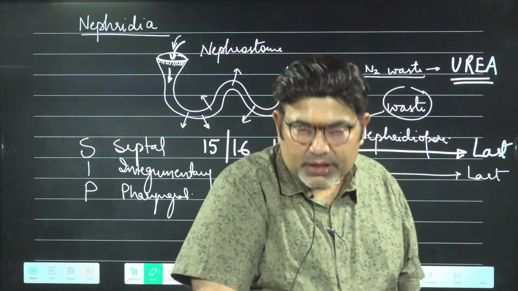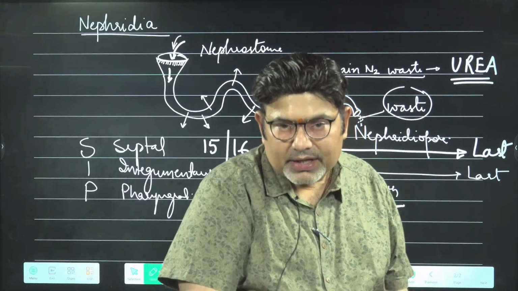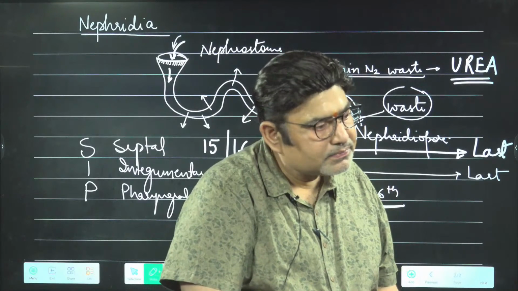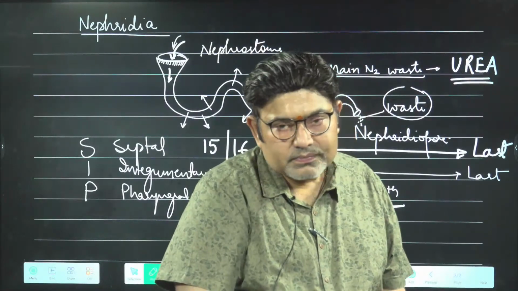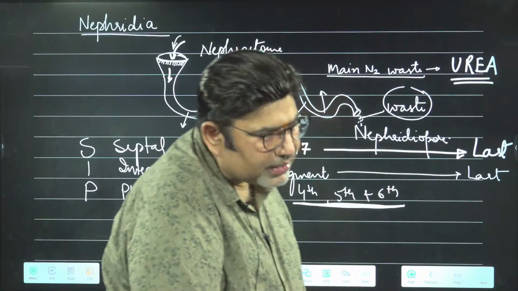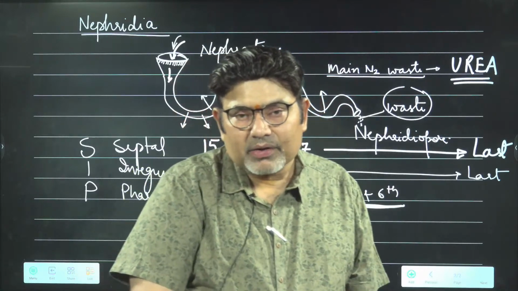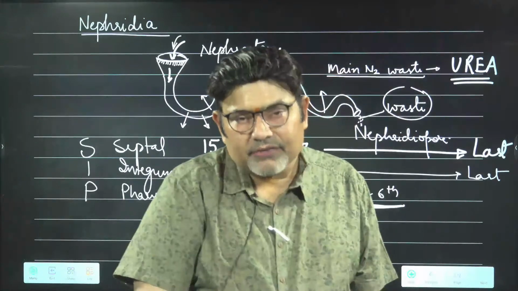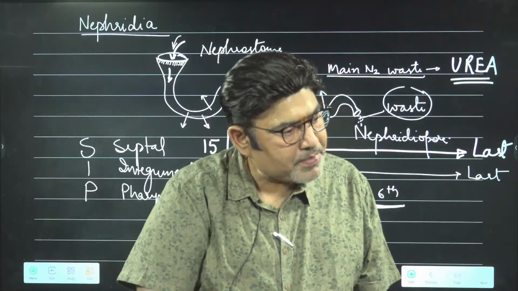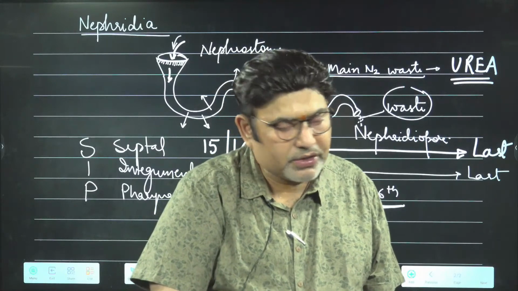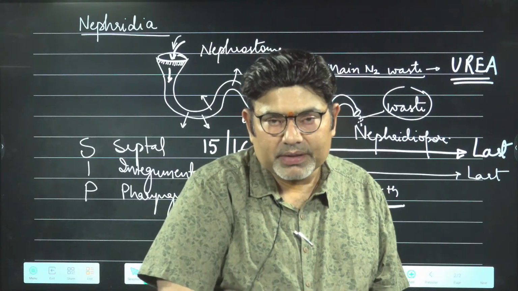And there are three pairs of pharyngeal nephridia. How many pairs of blood glands are present? Three pairs. Good. Statement: blood glands secrete hemoglobin. True or false? T for true, F for false. True. Very good, blood glands secrete hemoglobin.